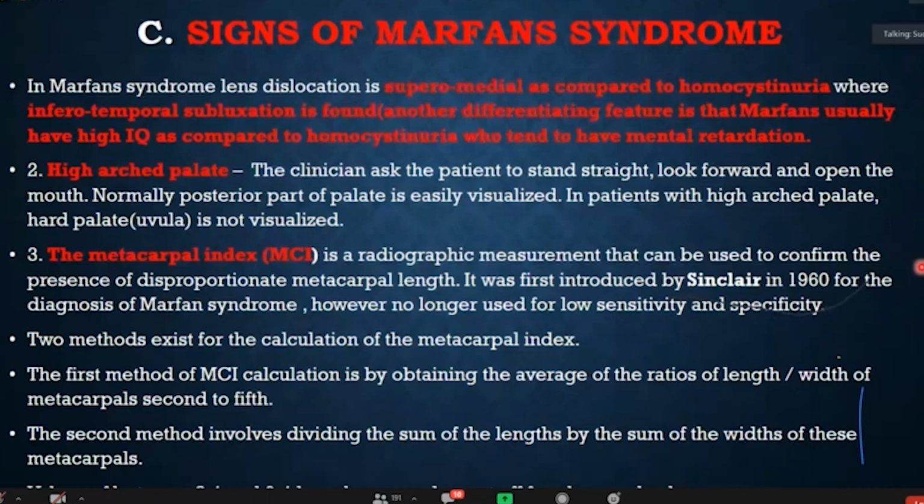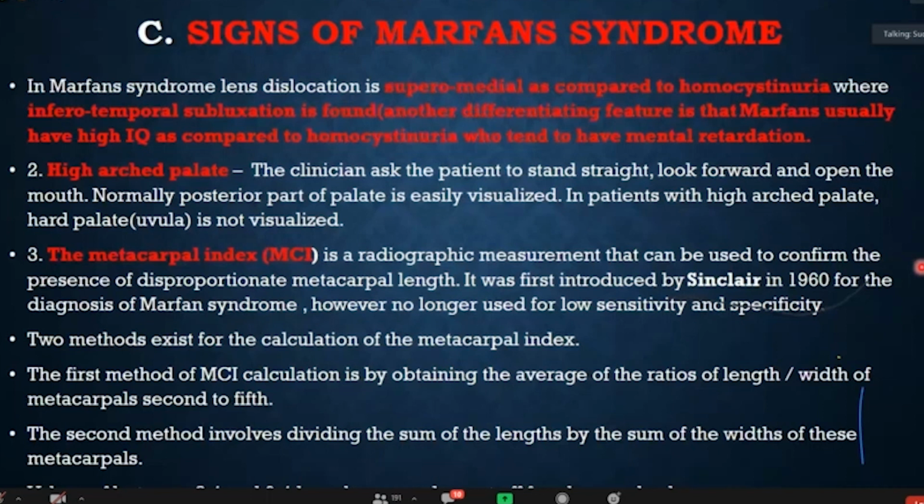Now, the second important point is high arched palate. All patients with Marfan, look for a high palate. What you have to do is, the clinician asks the patient to stand straight, look forward and open the mouth. Normally, you look at the posterior part of the palate, and it is usually easily visualized. In a patient with a high arch palate, the uvula is not visualized.